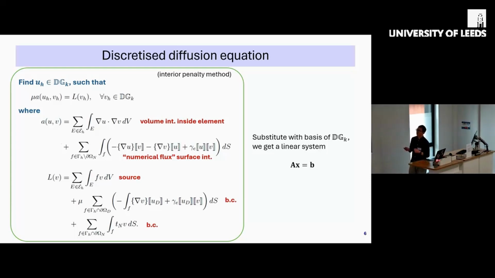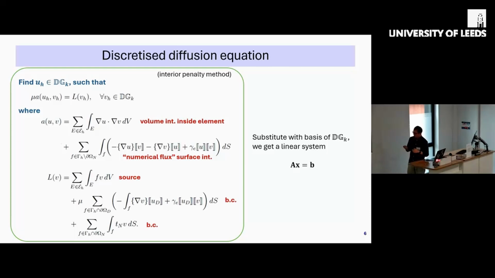An additional term here is the numerical flux term. That is a term that accounts for the interaction across elements. So I have said that the nodes on each side of the edge are independent. So how you account for the interaction of those nodes is through this numerical flux term. It's like a penalty term that you add to link them together.